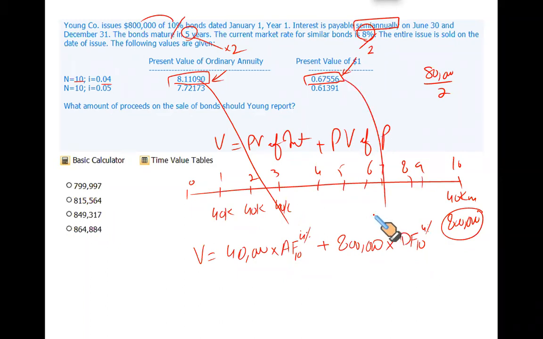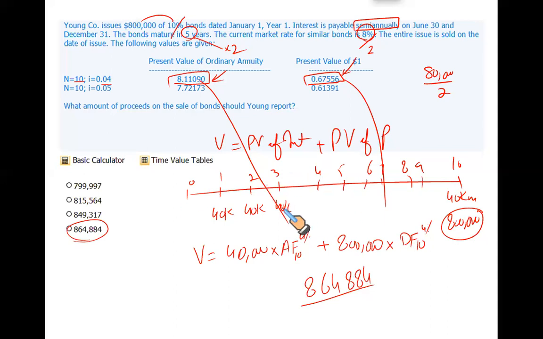0.67556. If I solve this all, I will get 40,000 multiplied by 8.1109 plus 800,000 multiplied by 0.67556. I get 864,884, which is a perfect match with your option D, because this is the conventional method using the tables.